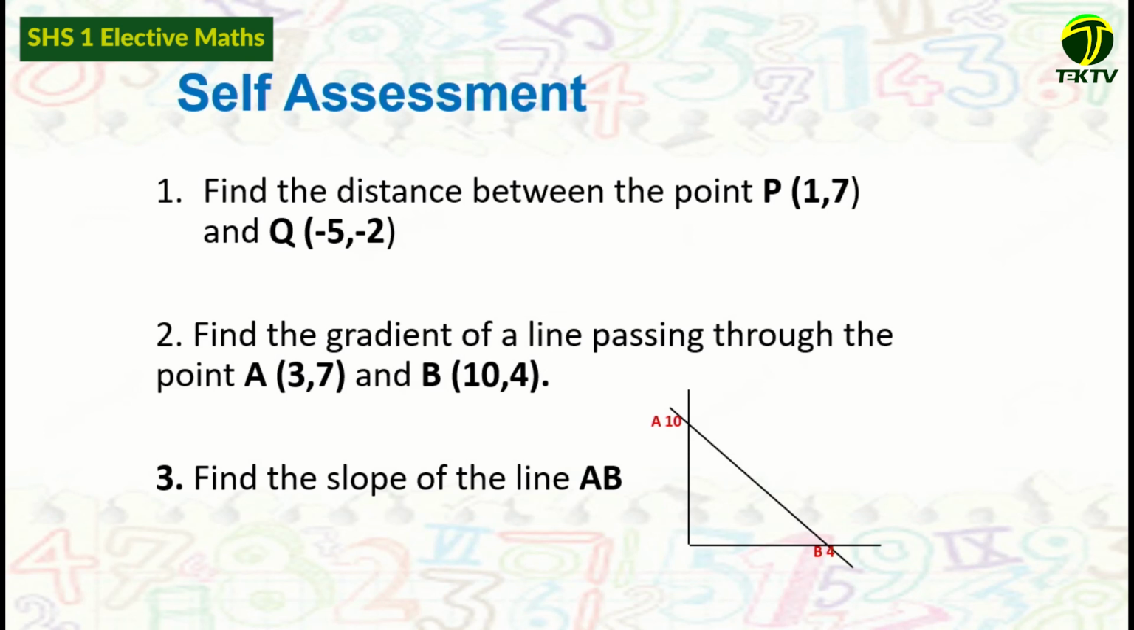So you have a diagram there. A is 10 and B is also 4. Hint, if you have a point on the y-axis, obviously the x-coordinate is 0, and a point on the x-axis implies that the y-coordinate there too is 0. You can go ahead and find the slope of such a line.